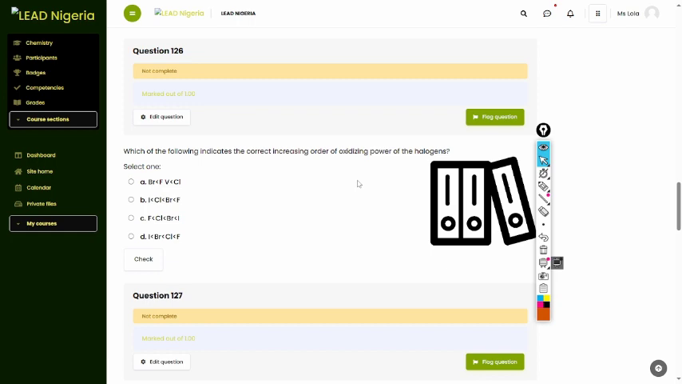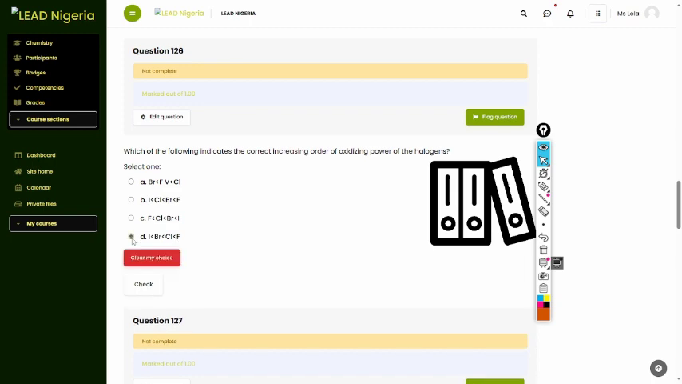As you go down the group, fluorine is the most reactive and iodine is the least reactive, which means fluorine has the strongest oxidizing power while iodine has the least oxidizing power. If that is arranged in increasing order of oxidizing power, we go from the lowest to the highest. So iodine to bromine to chlorine and then to fluorine. So the answer is D.